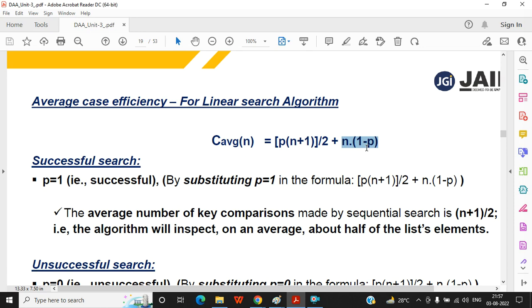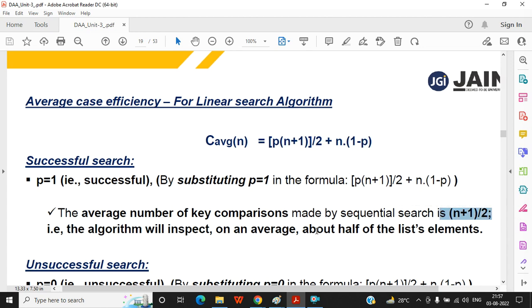If the search is successful, then what will be the value of P? P is 1. So you put P is 1 here. What will you get? You will get n plus 1 by 2. So if it is n plus 1 by 2, then what will be the complexity?